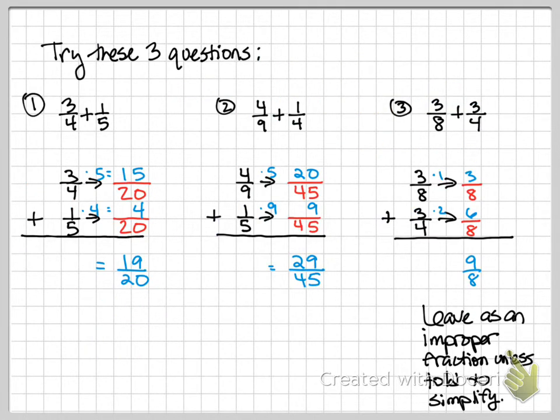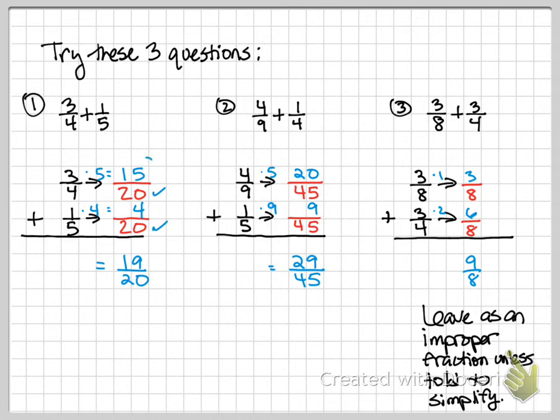Let's try these three questions. 3/4 plus 1/5, 4/9 plus 1/4, and 3/8 plus 3/4. The least common multiple of 4 and 5 is 20. I then do 5 goes into 20 4 times, 1 times 4 is 4. And then up here, 4 goes into 20 5 times, 3 times 5 is 15.